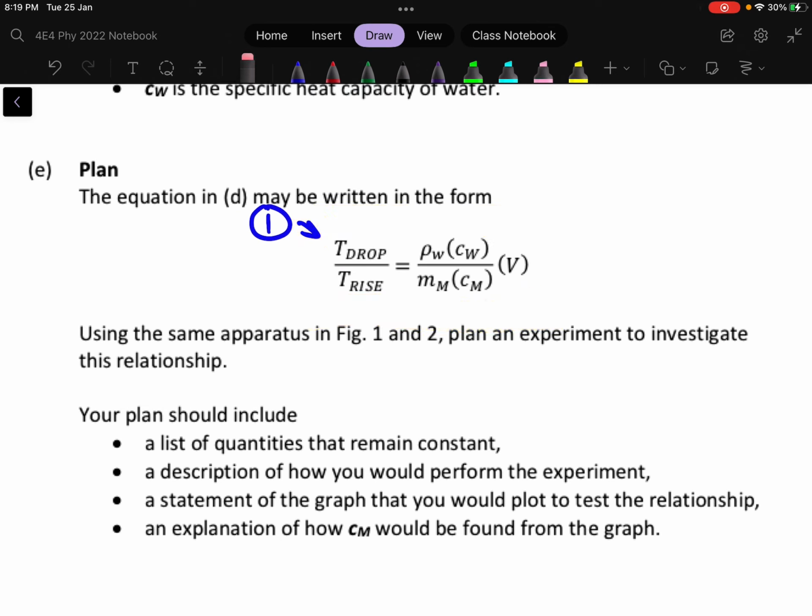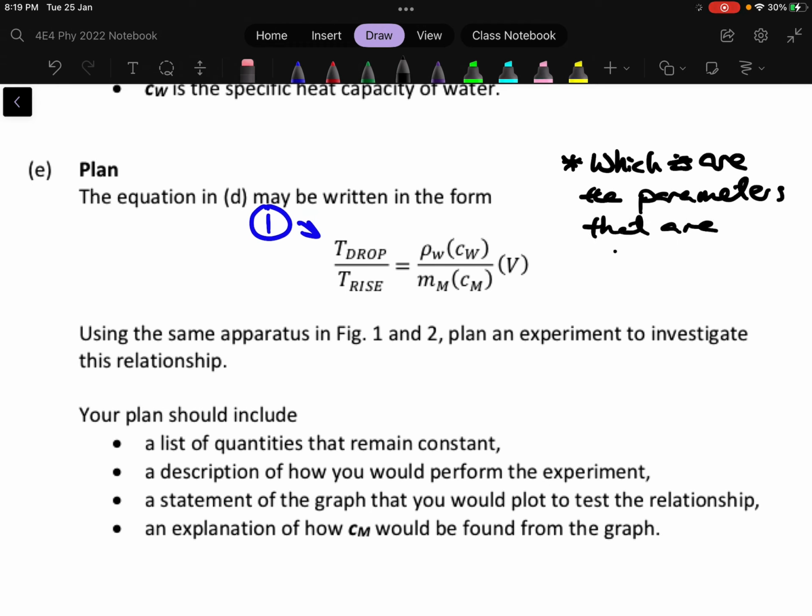So step number 1, when you want to analyze the equation, is that you ask yourself which are the parameters that are constant. Normally for constant, I will use yellow color to represent. So rho W is the density of water, which is a constant. Specific heat capacity of water is also a constant. Similarly, specific heat capacity of metal is also constant.